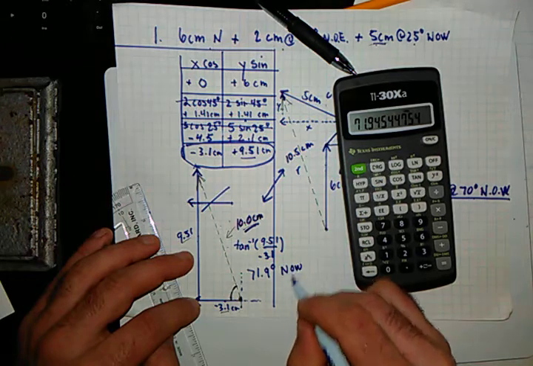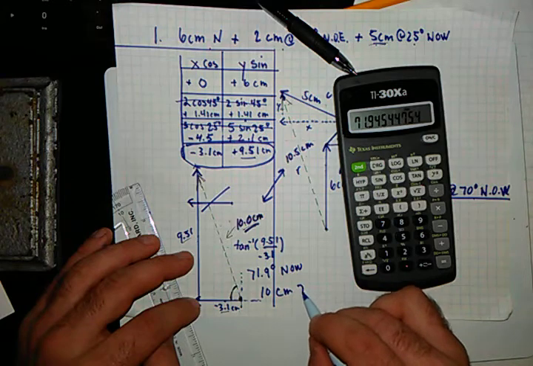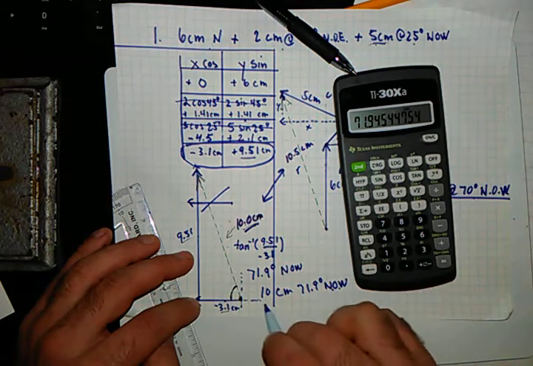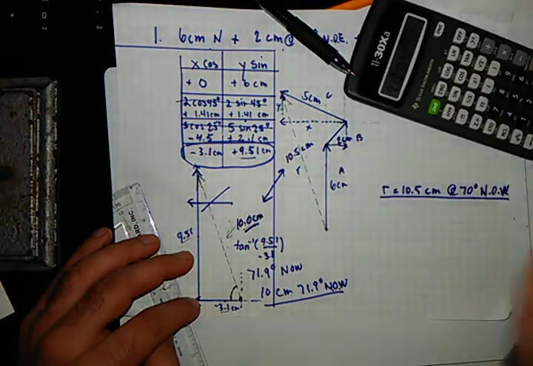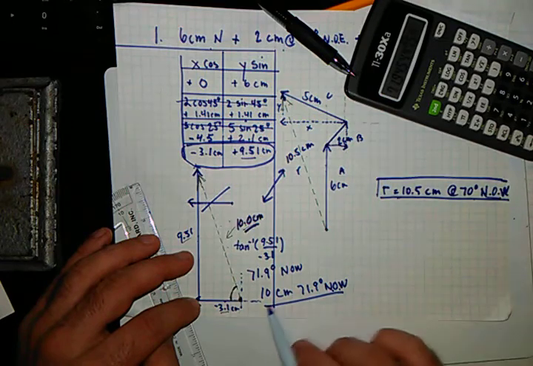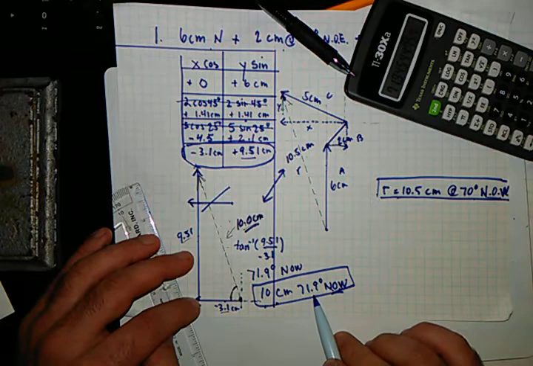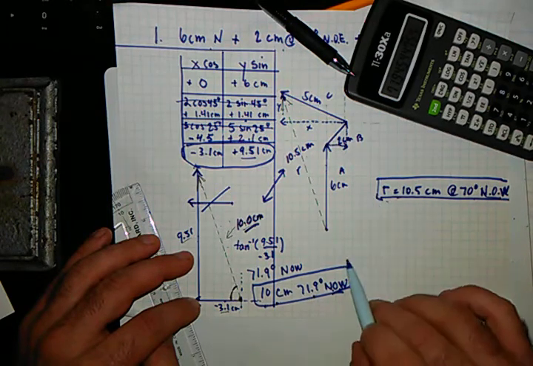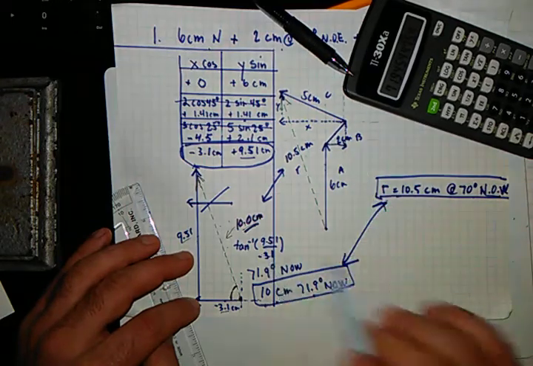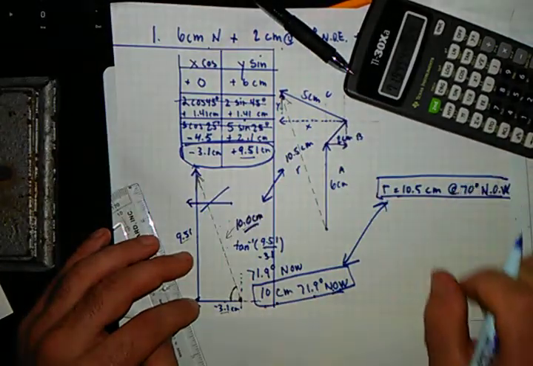So my answer was 10 centimeters, 71.9 degrees north of west. Now I got 10.5 at 70 degrees north of west using the graphical method. Using the component method, I got 10 centimeters at 71.9 degrees. Now this shows you graphically what we're doing, but this is more accurate. So the component method is more accurate than the graphical method.